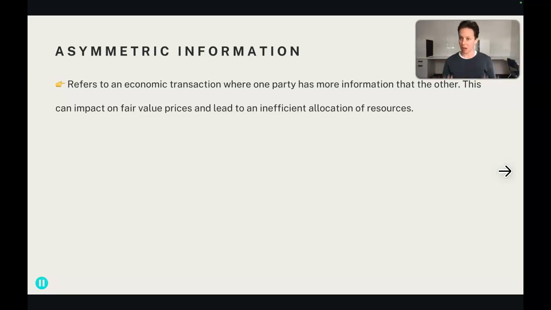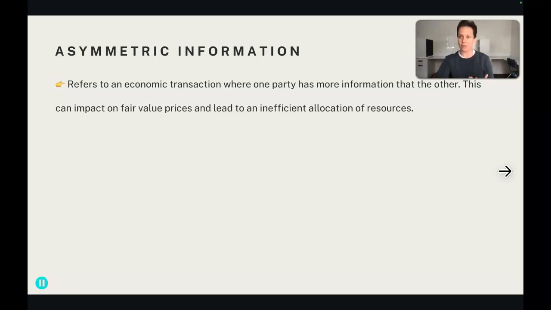When we're talking about sides, we're talking about transactions. We mean that buyers and sellers are in a situation where one party has more information than another party. So take a situation where the seller may have more information than the buyer, or the buyer may have more information than the seller. Now, the issue with these situations is that one party has the power to influence prices. We call this fair value pricing, and it creates a situation where the fair value pricing is incorrect. It's either inflated or it's too low. And as a result, that then leads to an inefficient allocation of resources.